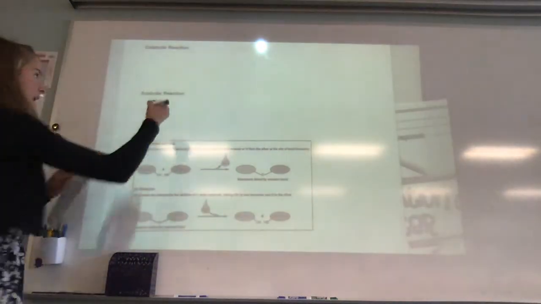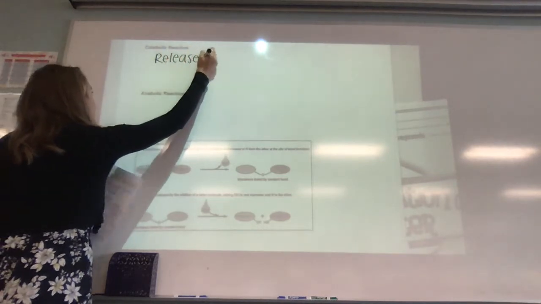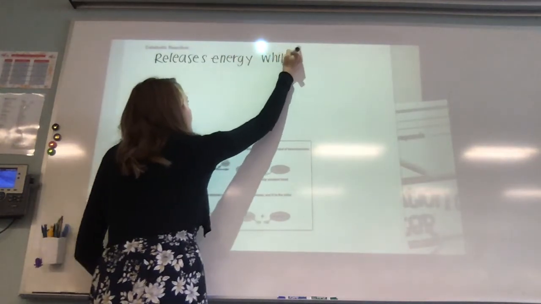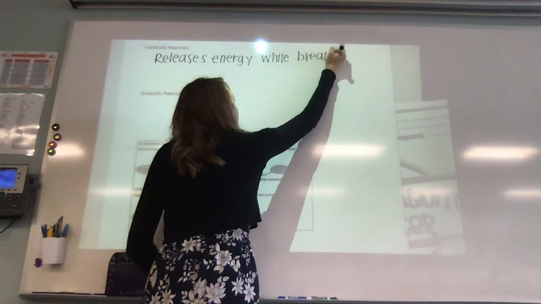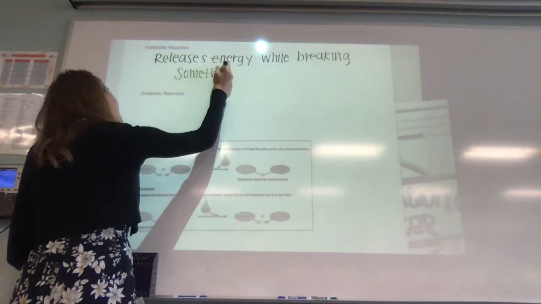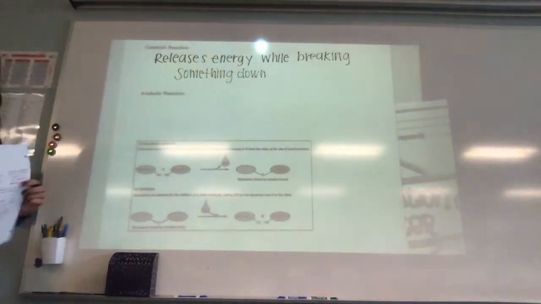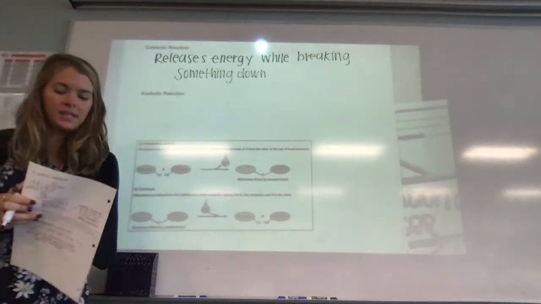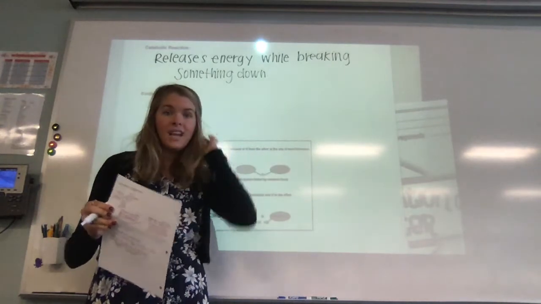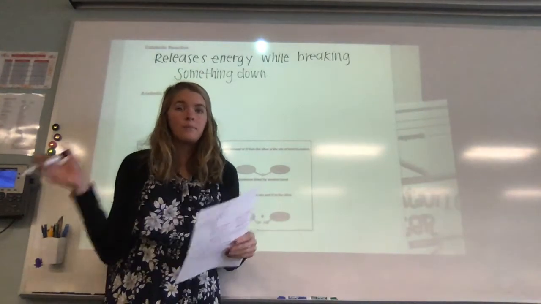A catabolic reaction releases energy while breaking something down. You can remember this because cats often knock things down. You make a tower and a cat will come up and knock it down. So catabolic reactions break things down.